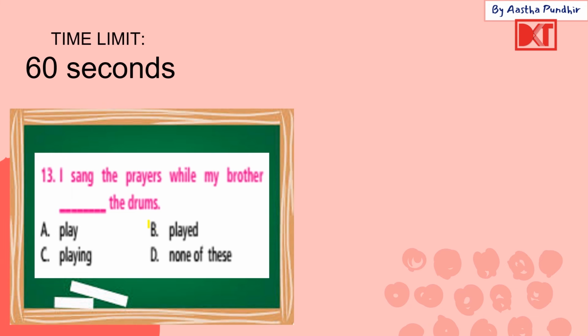Why played the drums? First of all, you see sang. This is the past tense. And since we're talking in the past tense, we will be using my brother played the drums. The play is the base form, playing is the verb plus ing form.